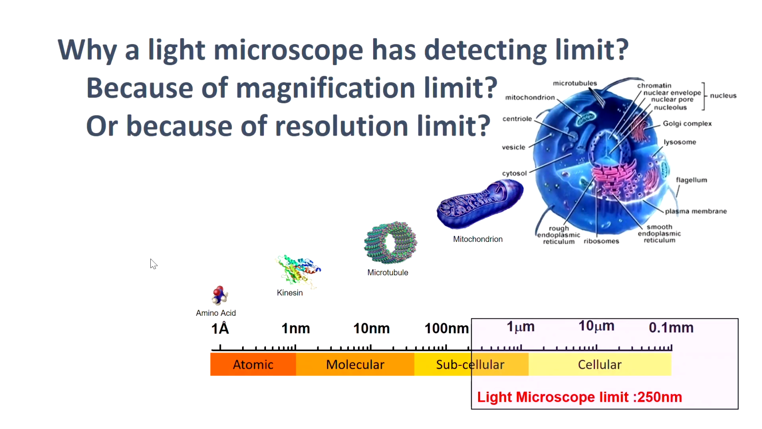However, the light microscope has a detection limit, and that limit is 250 nanometers, which means if two small particles are around 250 nanometers apart under the light microscope, we cannot tell which one's which. We cannot separate them. This is because the light microscope has a limitation on resolution, not on magnification. If you don't understand why, read the lab manual and then you'll be clear.